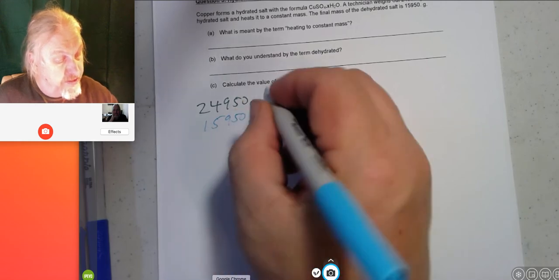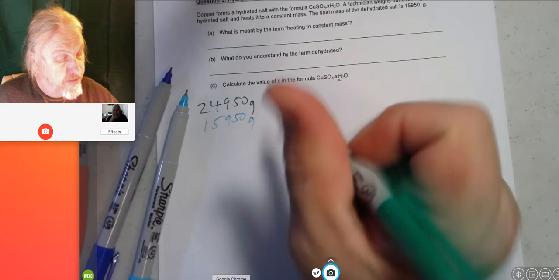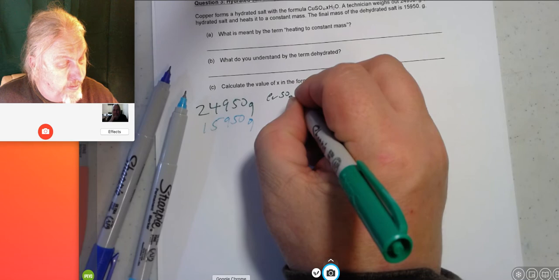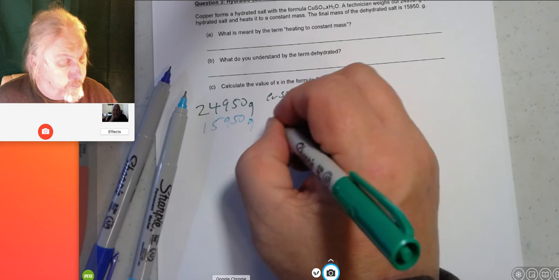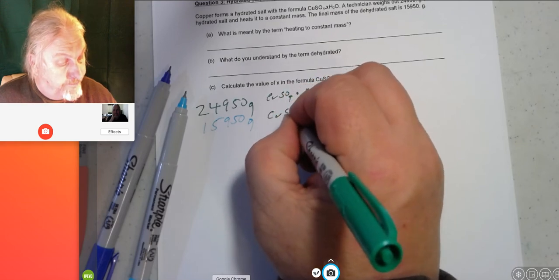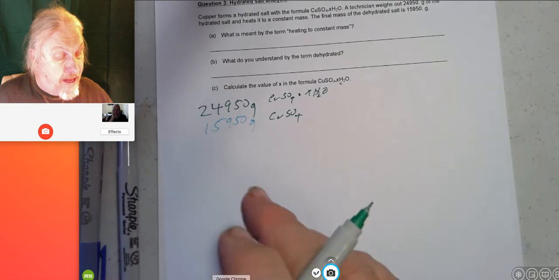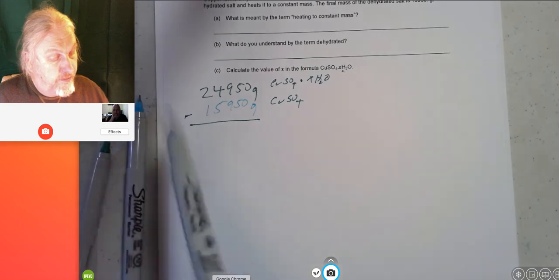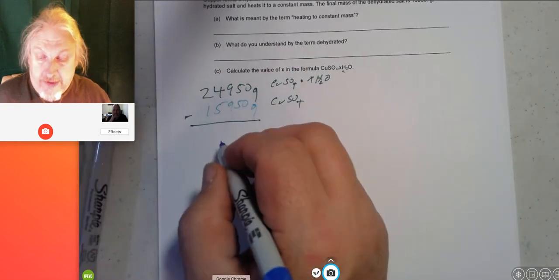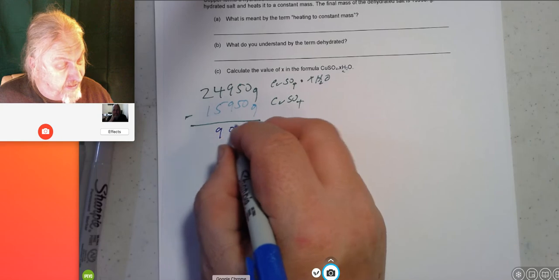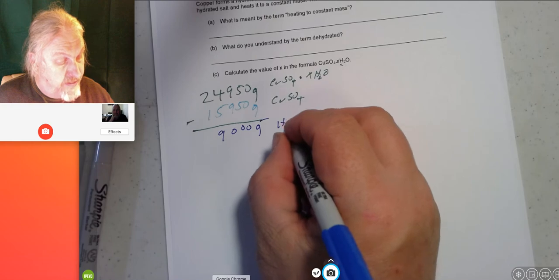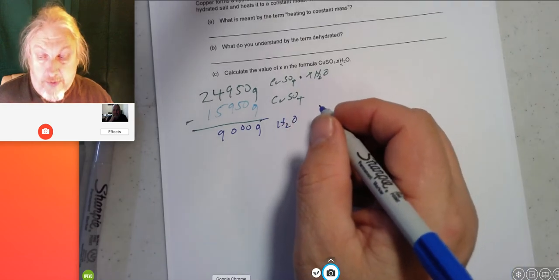So let's just go ahead and write down what this is. This is the CuSO4 and the X water. After we've driven off all the water, what have we got? Just CuSO4. That's all we've got now. So we have a mass for that. Now if we subtract CuSO4 from the CuSO4 and water, we get a mass of 9,000 grams. So what is that going to be? That's going to be the mass of the waters.